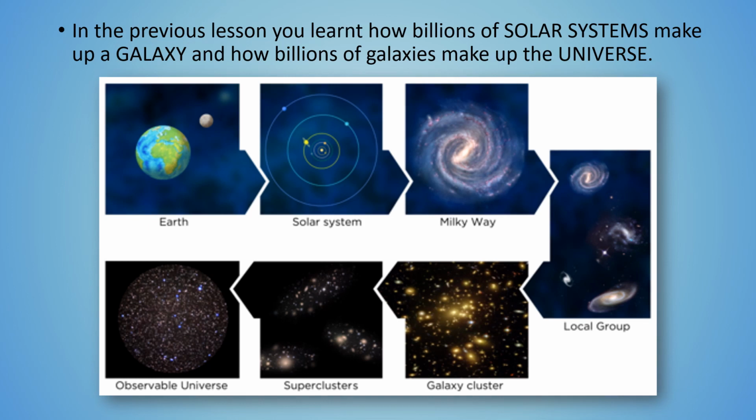So in the previous lesson, you learned how billions of solar systems make up a galaxy and how billions of galaxies make up the universe. So our sun with the planets orbiting around it is called the solar system. If you put billions of solar systems together, it makes up a galaxy, in our case the Milky Way. If you put billions of galaxies together of different shapes and sizes, then in the end we end up with the universe as we know it.